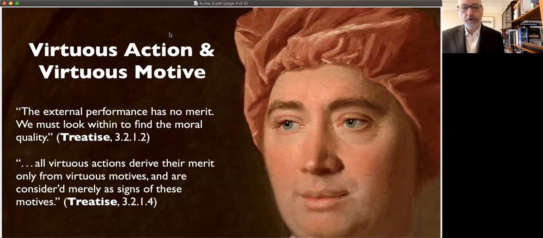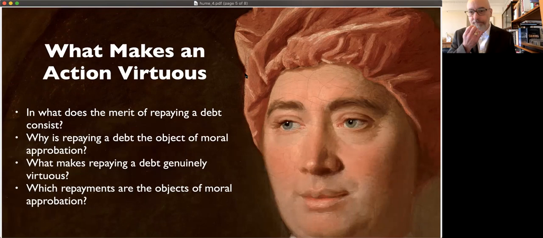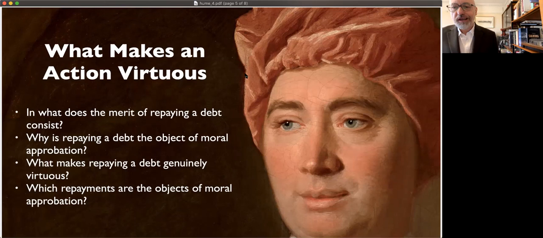He writes, "It appears, therefore, that all virtuous actions derive their merit only from virtuous motives and are considered merely as signs for these motives." Now, this explanatory hypothesis is going to have an important consequence. From it, Hume concludes that the first virtuous motive, which bestows merit on any action, can never be a regard to the virtue of the action, but must be some other natural motive or principle.